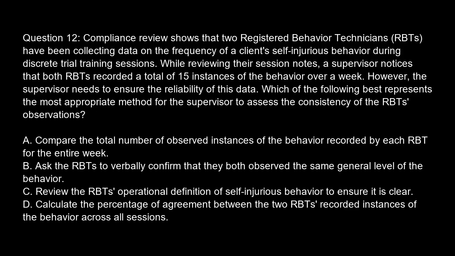Which of the following best represents the most appropriate method for the supervisor to assess the consistency of the RBTs' observations? Option A. Compare the total number of observed instances of the behavior recorded by each RBT for the entire week. Option B. Ask the RBTs to verbally confirm that they both observed the same general level of the behavior. Option C. Review the RBTs' operational definition of self-injurious behavior to ensure it is clear. Option D. Calculate the percentage of agreement between the 2 RBTs' recorded instances of the behavior across all sessions.